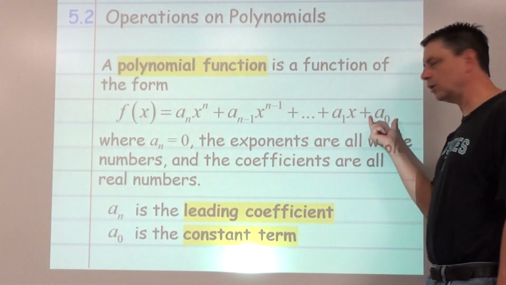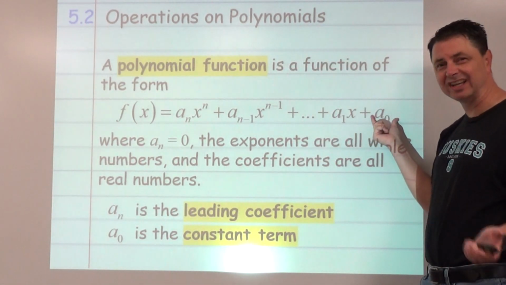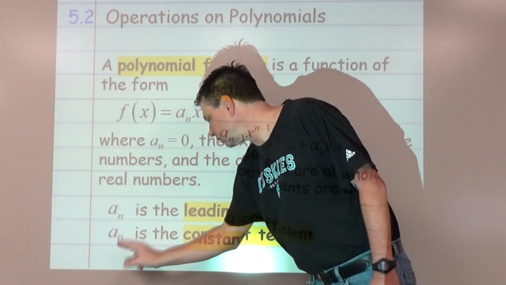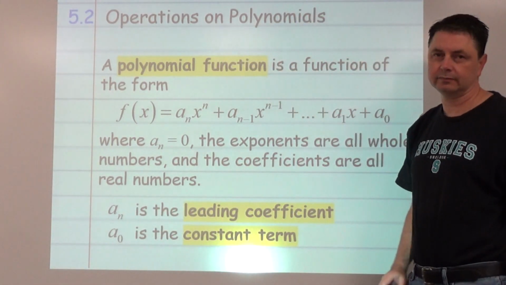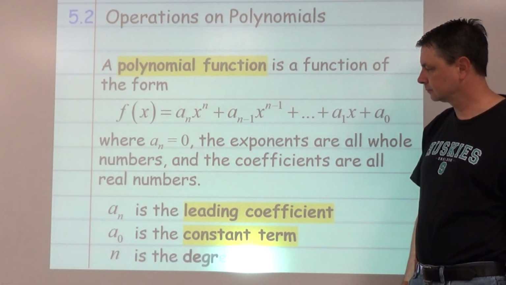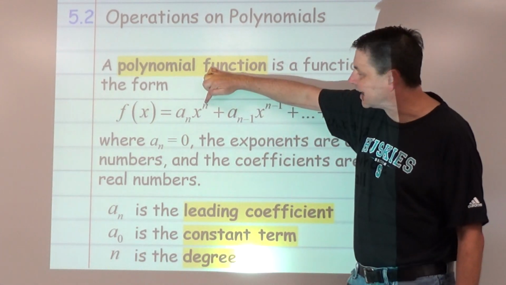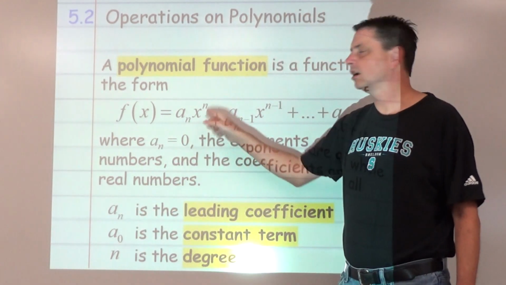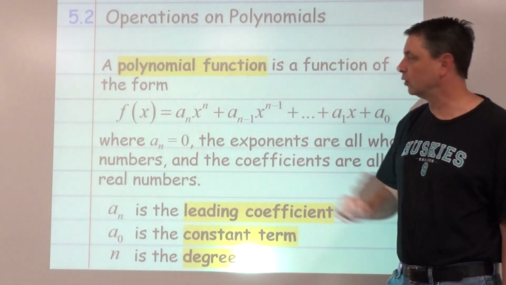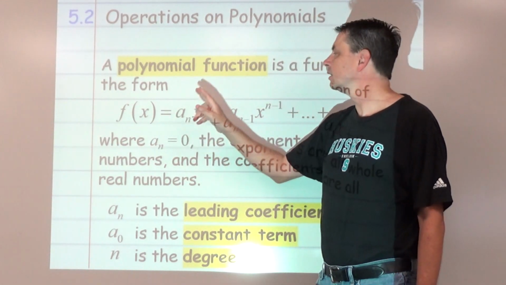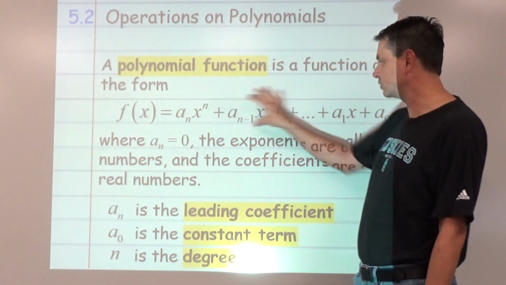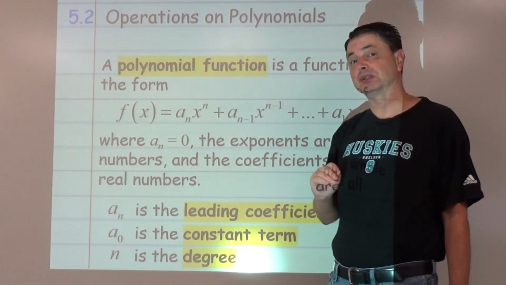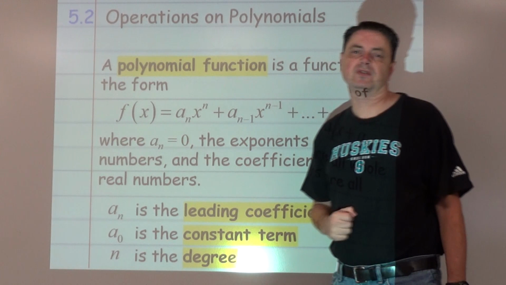A sub 0 back here, the number by itself that doesn't have an x of any kind that goes with it. A sub 0 is the constant term. And then the highest exponent, n, is the degree of the polynomial function. So if we had one that was 7x to the 5th and so on, and that was the highest exponent, 5 would be the degree. Or we would say it's 5th degree, or degree equals 5.